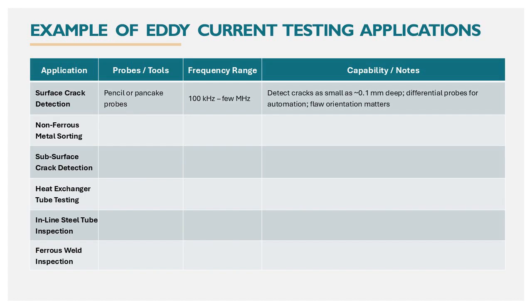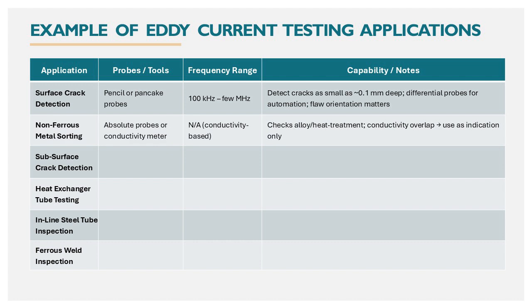Example of eddy current testing applications. For eddy current testing applied to surface crack detection, recommended probes or tools are pencil or pancake probes. Frequency range is between 100 kHz and a few MHz. Its capability is to detect cracks as small as 0.1 mm deep. Differential probes for automation. Flaw orientation matters.